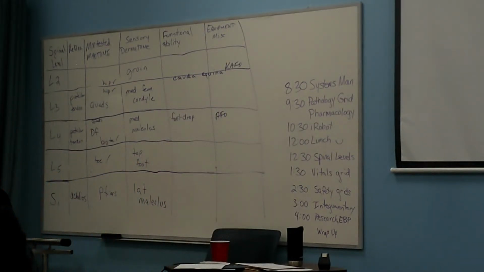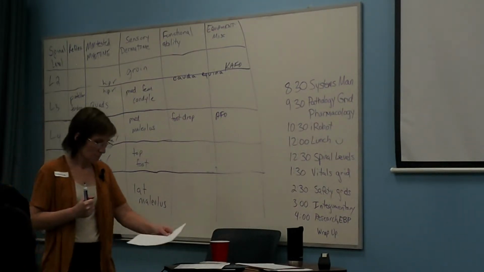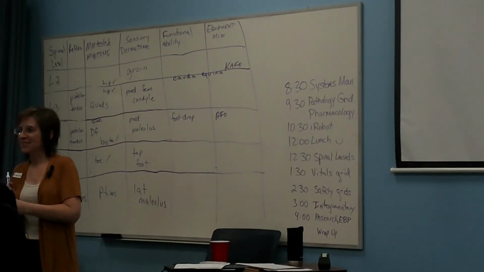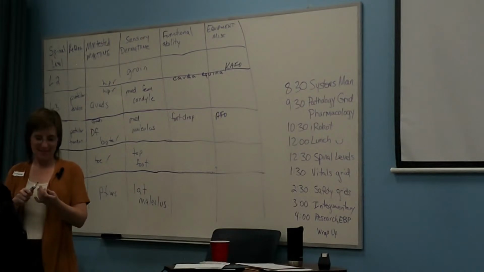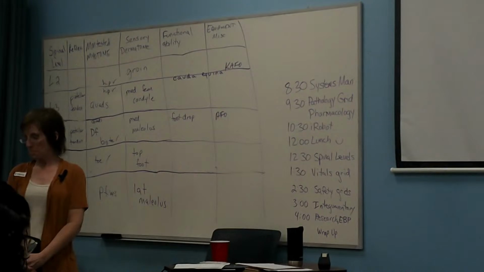T6 is super important. Why is T6 most important in spinal cord injuries? Breathing? No, what level is the diaphragm, everybody? And what nerve? That was a test question. The phrenic nerve, that's the peripheral. What level was Christopher Reeve's spinal cord injury at?